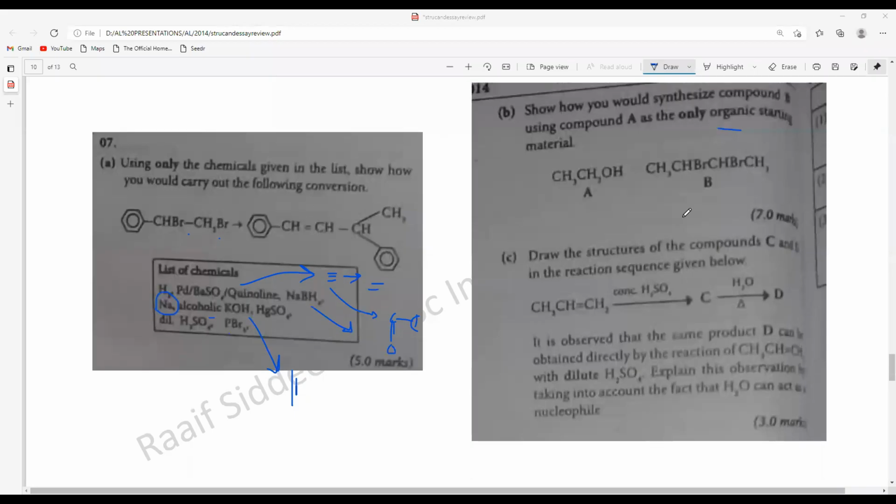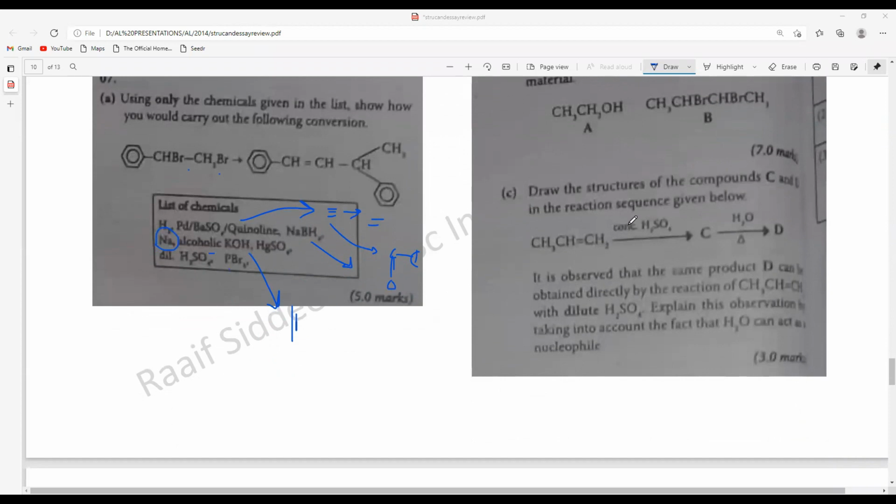Okay, so this is done, and we have some information. So let's say, draw the structures of the compounds C and D in the reaction sequence given below. So we have added conc H2SO4, and then we have added water.